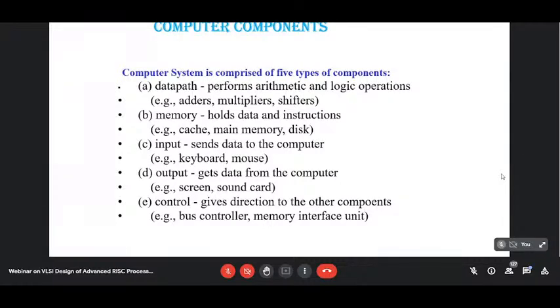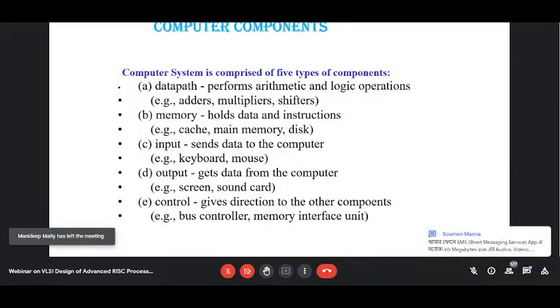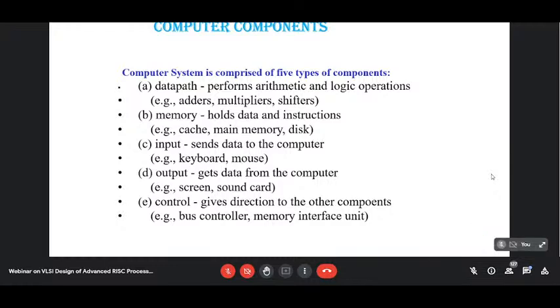And again, the memory could be cache memory, which is the fastest, or main memory. The slowest is the disk memory, where a larger amount of data can be stored. Cache is the smallest amount, and disk is the highest amount. So a large amount of data will be stored in the disk, and it will be brought to the main memory. So input and output, we understand. Control unit basically controls the entire operations of the computer system.